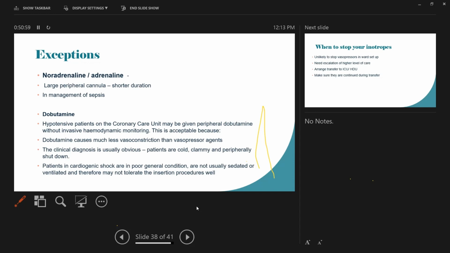Again, the guideline does not suggest using them for a longer period. What they say is your patients may be too unstable to lie down. So rather than lying them down, you just continue your inotropes, the dobutamine, through the peripheral line, which is actually understandable. Okay, so those are the exceptions where you can use inotropes and vasopressors from the peripheral lines.